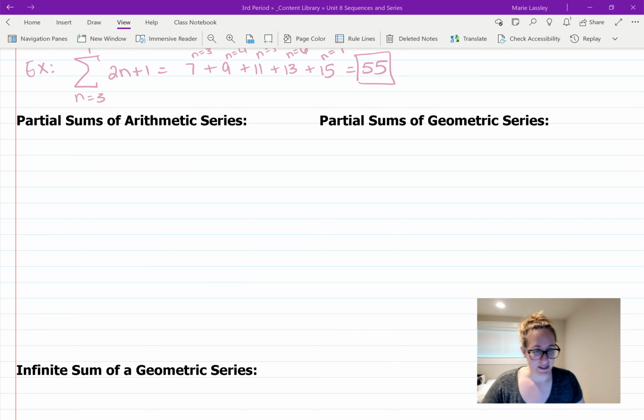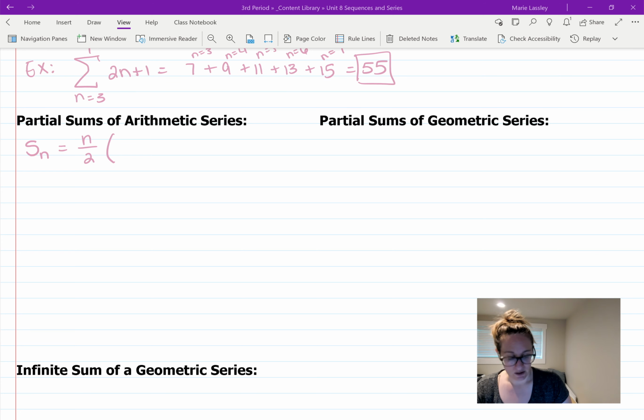All right, so for arithmetic series, we have S subscript n. This is our symbol for a series, right? When we had a sequence, our term was a sub n, so a series symbol would be S subscript n, equals n, which is our number of terms we're adding up, divided by 2, parentheses, a1, which is the first term, plus a sub n, which is the nth term, close parentheses.